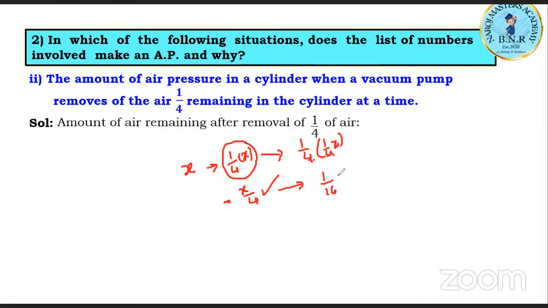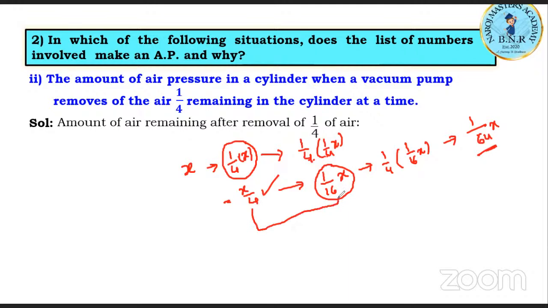So 1/4 into 4 is what? 16, is it right? Yes, sir. Of X. Next will become 1/4 of the previous record, 1 by 16 X. X remains constant. 4 into 16 is, fast, 64, sir. 64 X. So what do we call here, is there any common pattern?